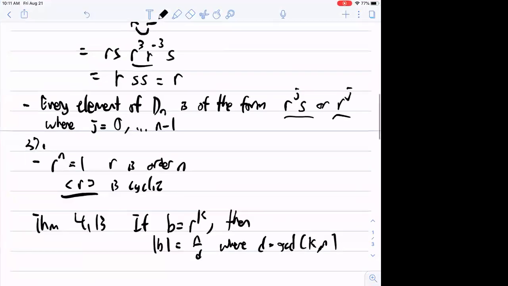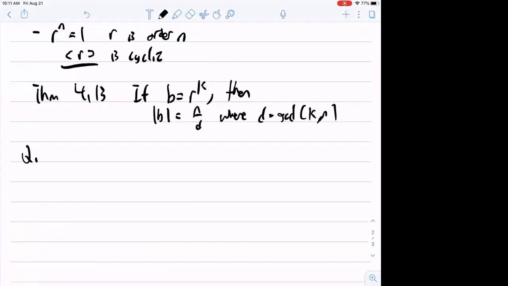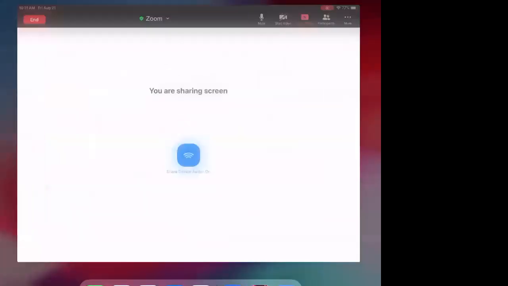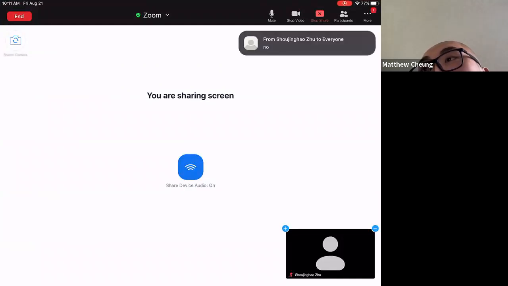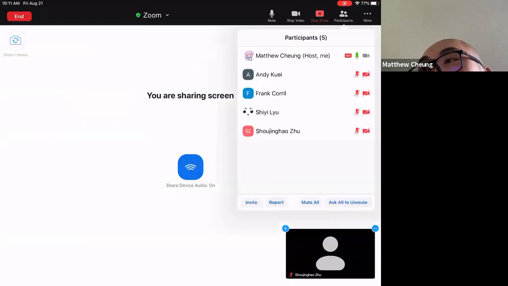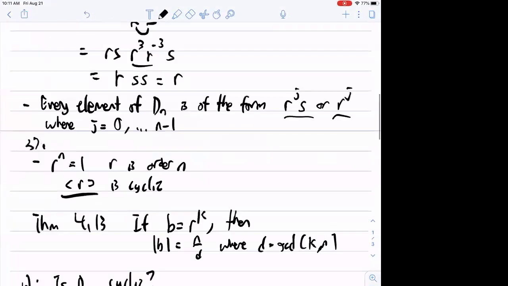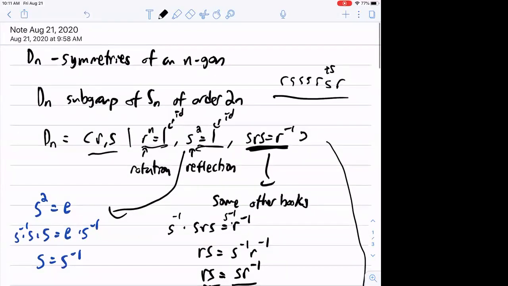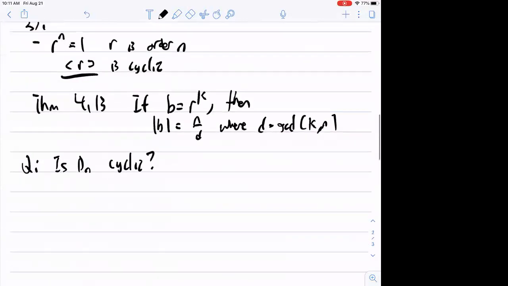Okay. So again, question. This should be easy from what I just wrote. Is Dn cyclic? Yes or no? No, because, what does cyclic mean? Cyclic means it's generated by one element, right? Here it's generated by two elements. It cannot be cyclic.